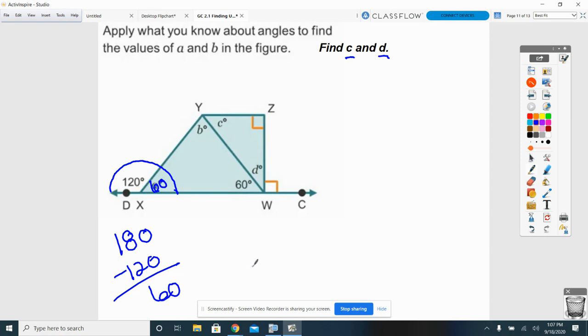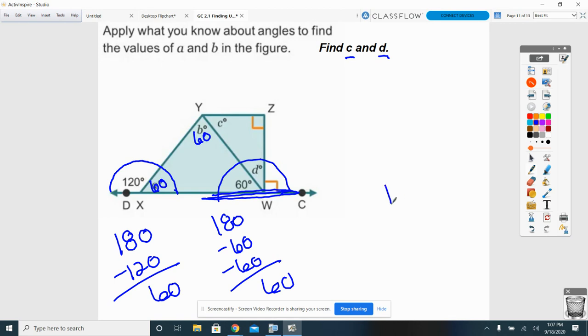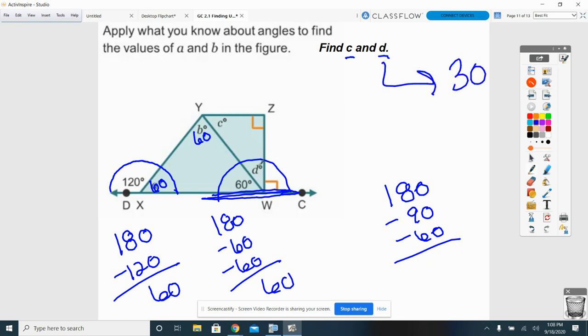Now that you know what that is, the next thing you should be looking at here is this triangle. Triangles add to 180. So I have 180 minus 60, my new angle, minus another 60. And guess what angle B is? That is also 60. Here's a straight line. Straight lines add to 180. I have 180 minus 90, because that's what the little square block means, minus 60. And what does angle D equal? Angle D would have to be 30 degrees.